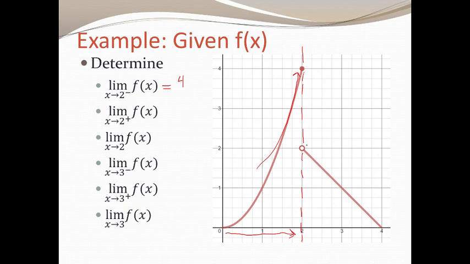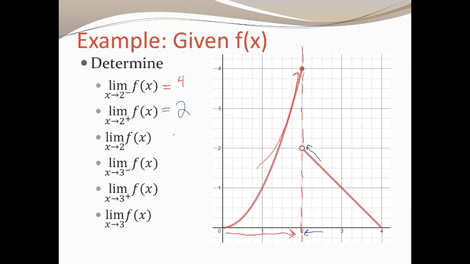Okay, now as x goes to 2 from the right side, notice what value does my function go towards? My function is going towards 2. Okay, so again, for the first one, limit as x goes to 2 from the left side, it's going this way, so going this way, it's going towards 4. So as x goes towards 2 from the left, my function is going towards 4. I go towards 2 from the right, my function goes towards 2.